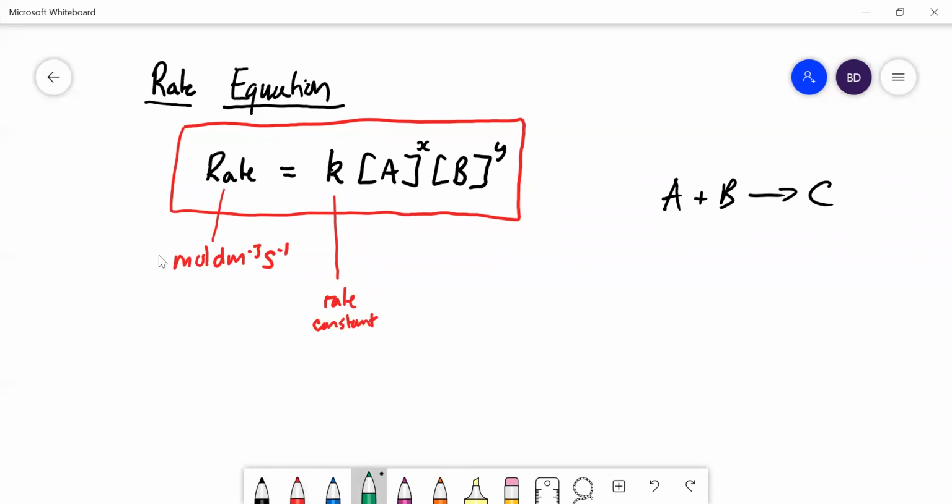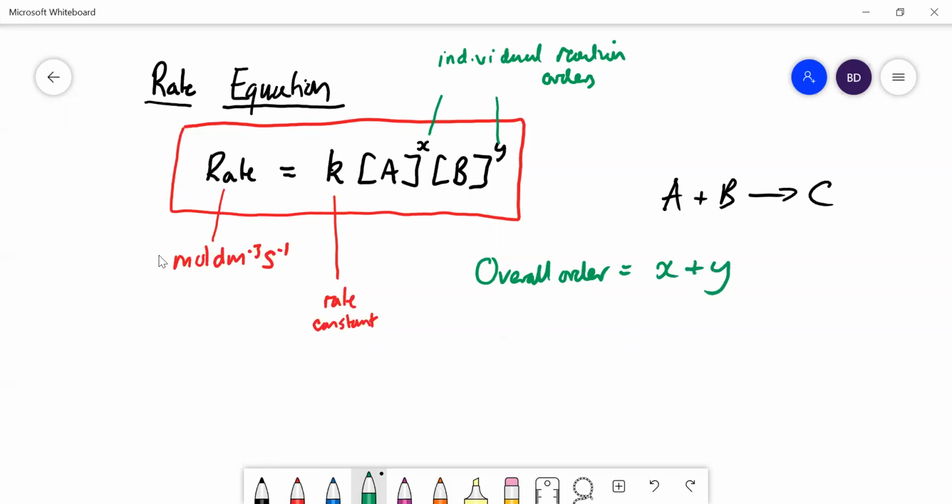These two, X and Y, are the individual reaction orders, with respect to X and with respect to Y. And then something we're going to talk about now, which I briefly mentioned before, is the overall order, which is the sum of the individual reaction orders. So it's equal to X plus Y. That's what the overall order of the reaction is. Now we need to have a think about what the units of the rate constant are going to be.